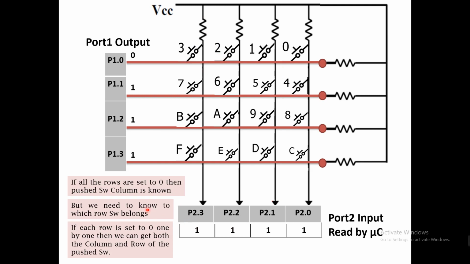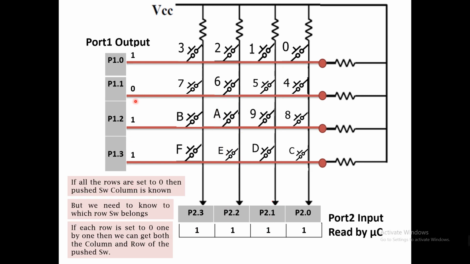The next step is to make P1.1 0. So we make it 1 and we make this one 0. Under such a condition, if switch 4 is pressed, this will become 0. If switch 5 is pressed, this one will become 0. Switch 6 is pressed.